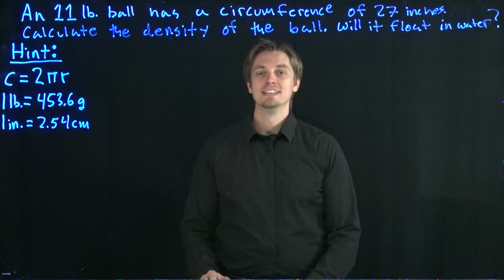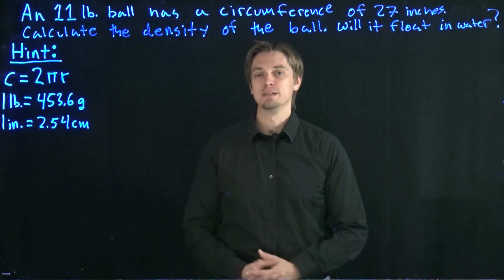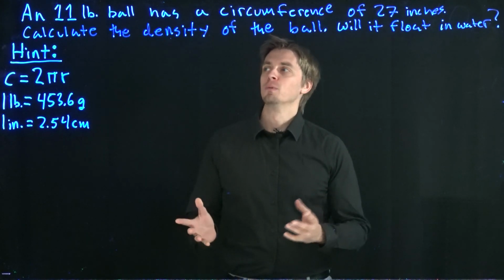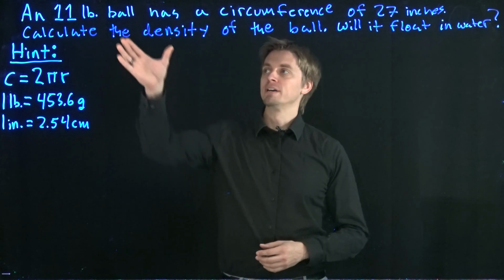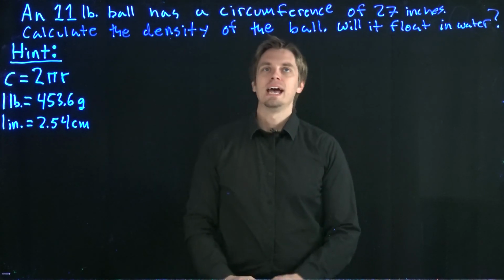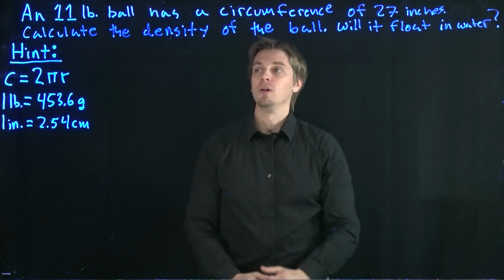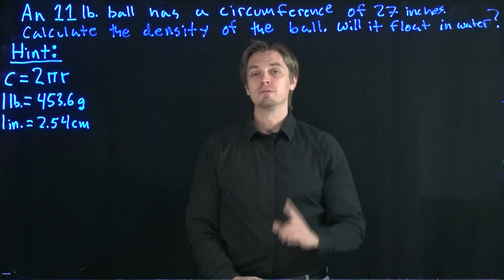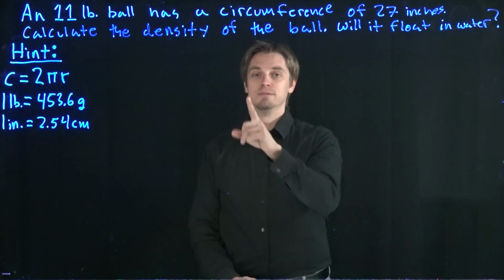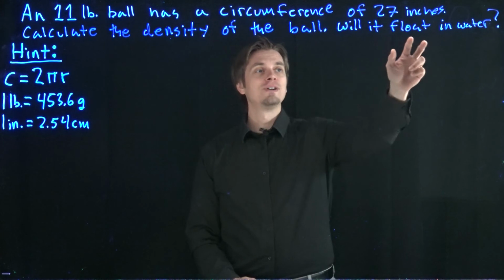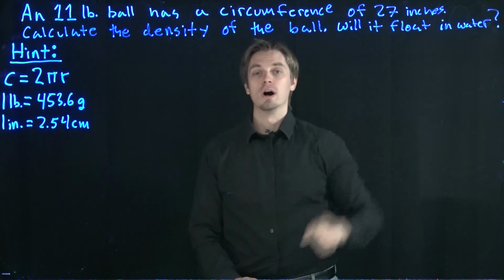Welcome back, guys. In this video, we're going to look at how to solve a rather challenging density problem. In this problem, we're told that we have a ball, we're given the mass of the ball, 11 pounds, and we're given the circumference of this ball. And we need to do two things. We need to first calculate the density of this ball, and then we want to figure out whether or not this ball will float in water.